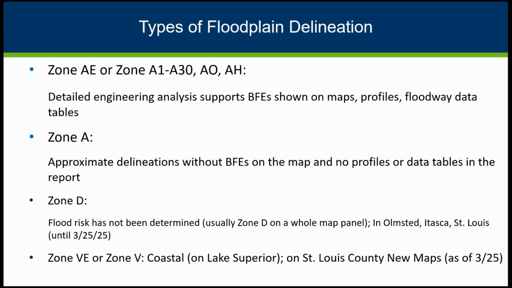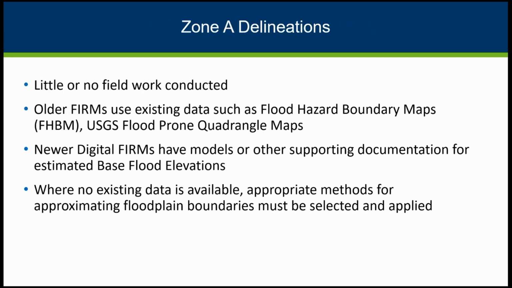There are multiple different types of floodplains shown on FEMA maps. The most common ones that you will find are zone AEs and zone As. Sometimes there's zone Ds and zone Bs, and VEs for the first time in Minnesota here in about a month and a half. But zone AEs and zone As are by far the most common, and we're going to be concentrating on the zone As here.